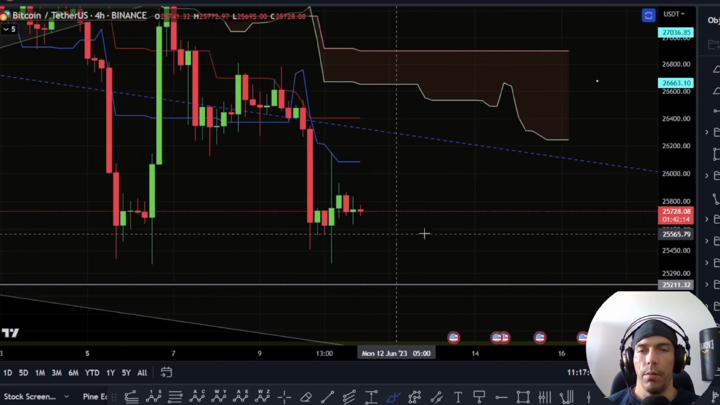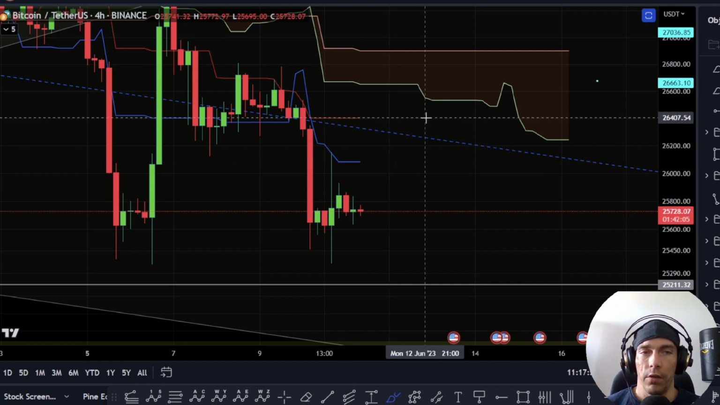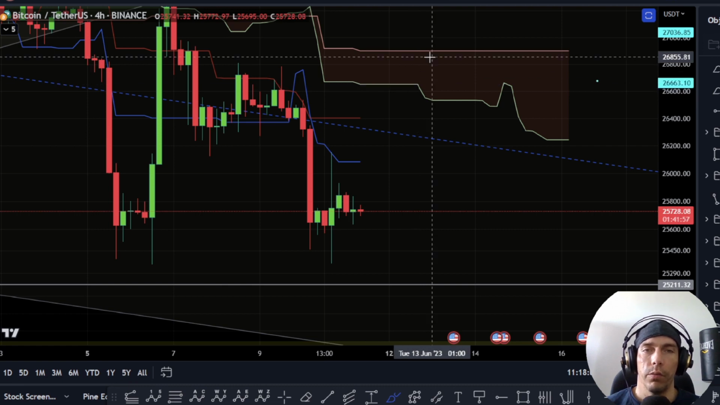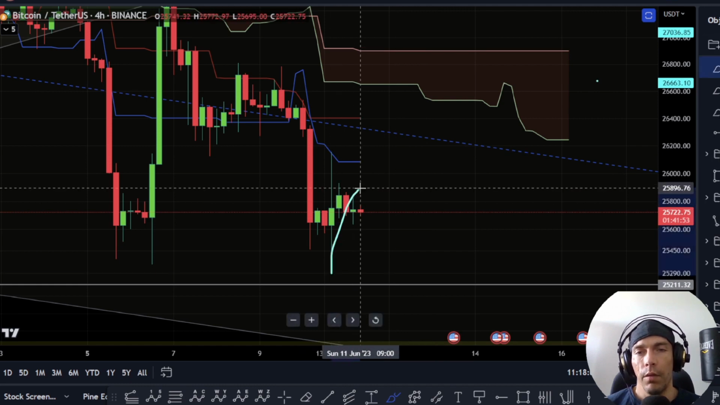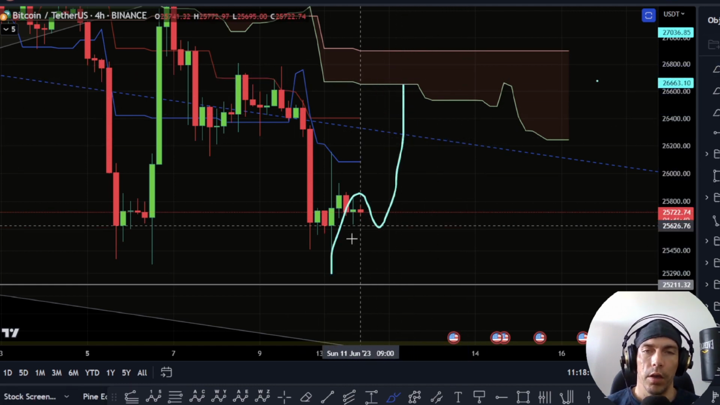Now if we come onto the 4 hourly, what we can see is the cloud is much higher. We have the potential of this conversion line rejection off this 26,082, the baseline up here at this 26,407, and then we have the cloud building up higher above us towards this 26,647 and this higher range of this 26,902. So even if we do see a slightly higher push here, need to be keeping an eye on this until we get good structure.